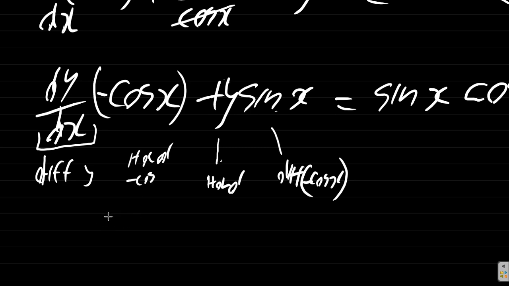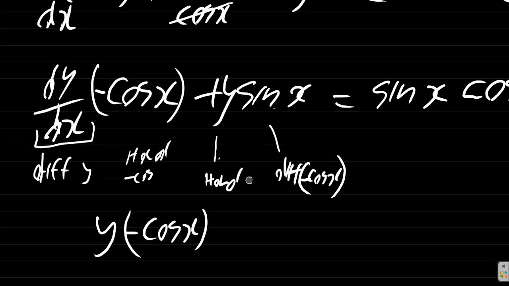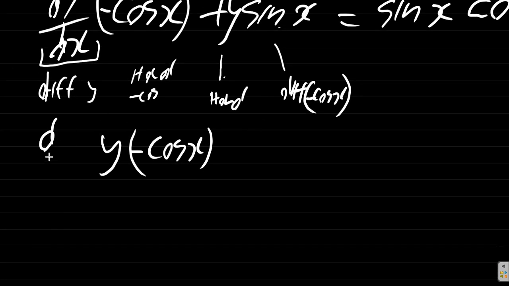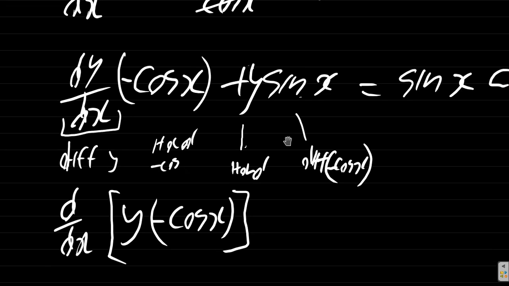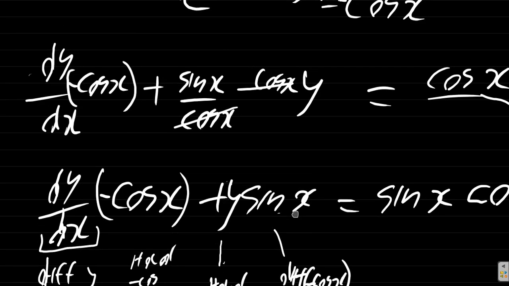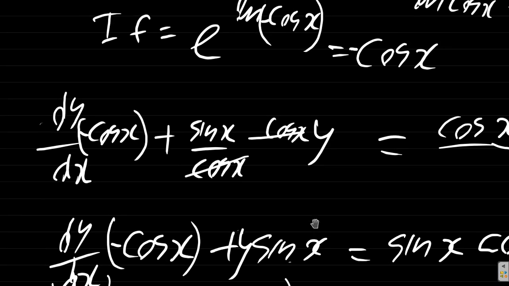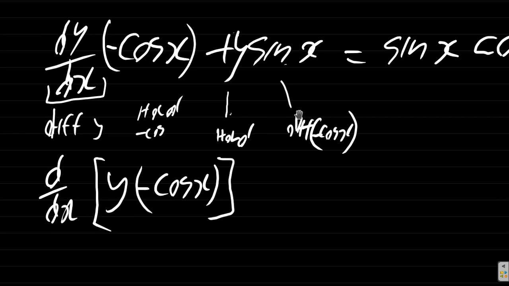So what you have here then is a product rule from differentiating y times negative cos x. Right? So that's what happened. You find the d by dx of y times negative cos x. It's a product rule. And this always happens on the left hand side when you are using the integrating factor method. You have to look out to see what product this is that you differentiate to get this.